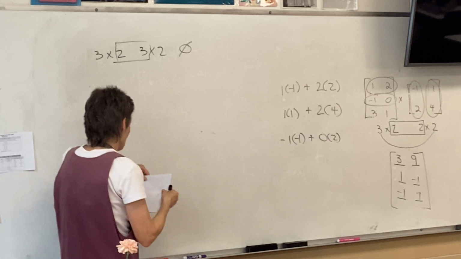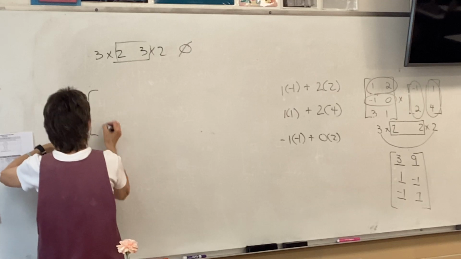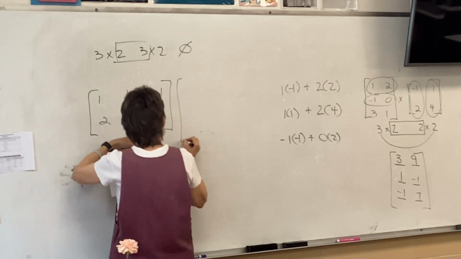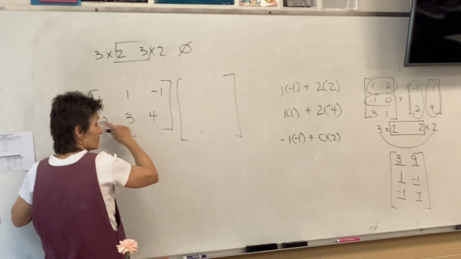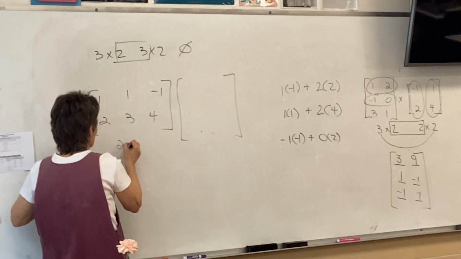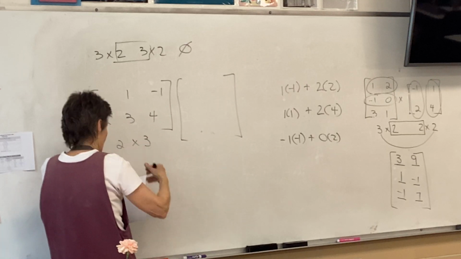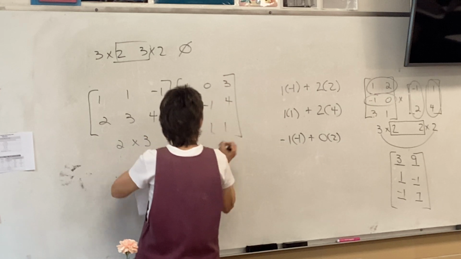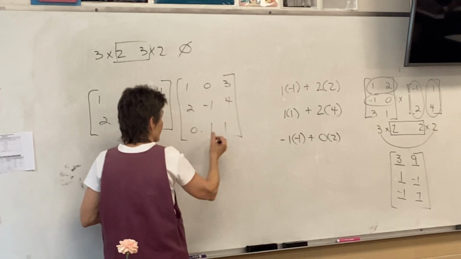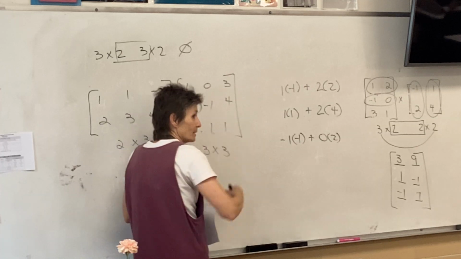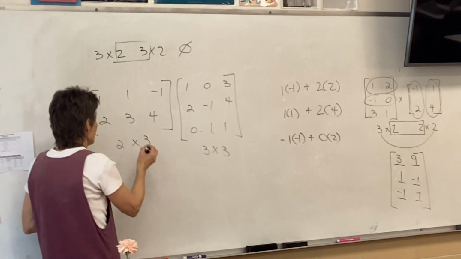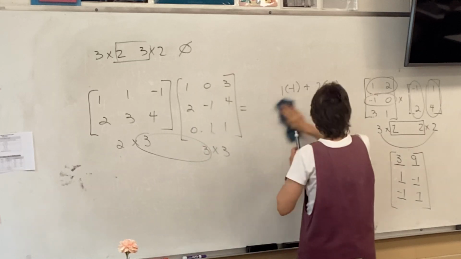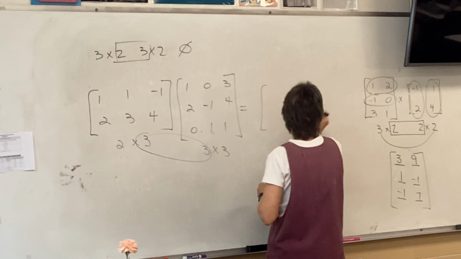All right, what do you think about C? Is that going to be multipliable? What are the dimensions of A? How many rows? 2. How many columns? 3. And what are the dimensions of B? How many rows? 3. How many columns? 3. Can we multiply? Yes. And the answer is going to be another 2 by 3.